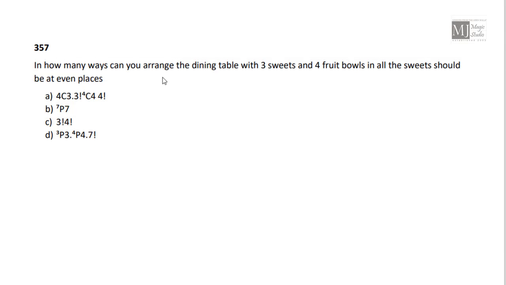In how many ways can you arrange the dining table with 3 sweets and 4 fruit bowls? That means we have 7 objects. And 3 sweet bowls are different because nothing is mentioned, and 4 fruit bowls are also different, that is what we are assuming. In all, such that the sweets should be at even places. We have got 7 places and the sweet bowls should be placed only at even places.